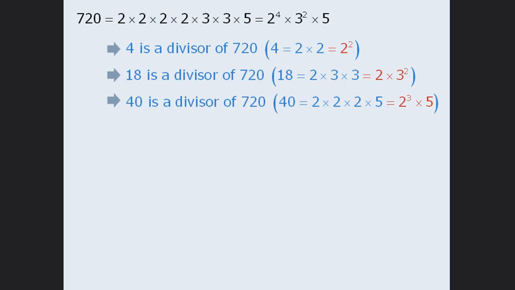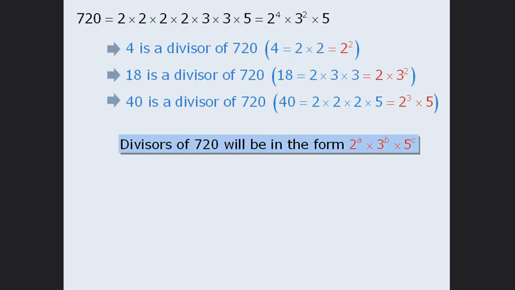Since the prime factorization of 720 consists solely of 2's, 3's, and 5's, the divisors of 720 must be in the form 2 to the power of a times 3 to the power of b times 5 to the power of c. Now since the prime factorization of 720 has 4 2's, a can be any number from 0 to 4. Since the prime factorization of 720 has 2 3's, b can equal 0, 1, or 2. And since the prime factorization of 720 has 1 5, c can be either 0 or 1.